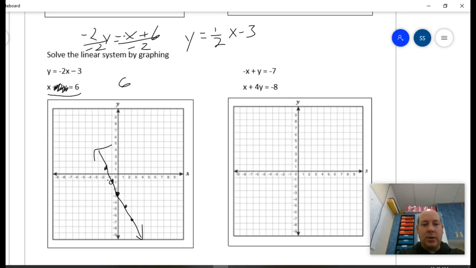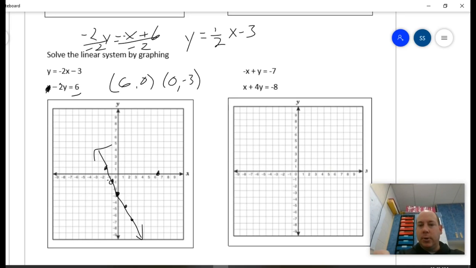Okay, so that would be my x-intercept. All right, and then if I make my x value 0, okay, well, -2 times -3 is +6, so that's my y-intercept. Okay, so that's another way you could do it.